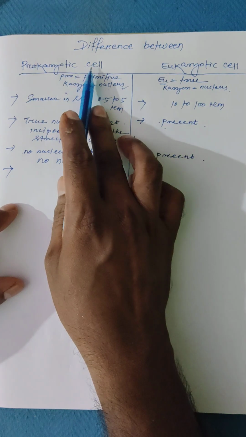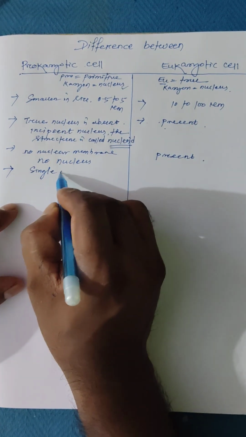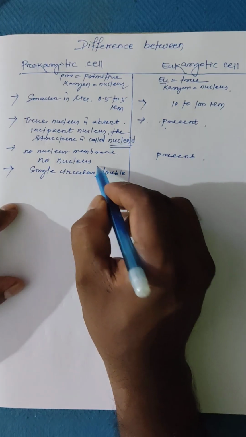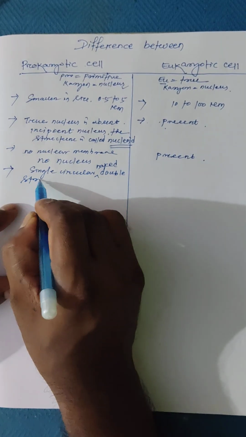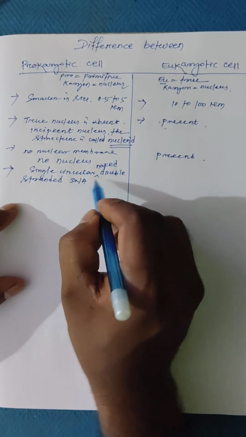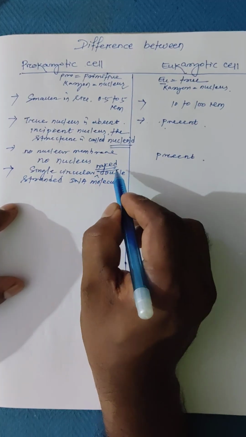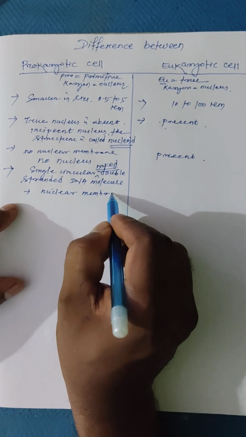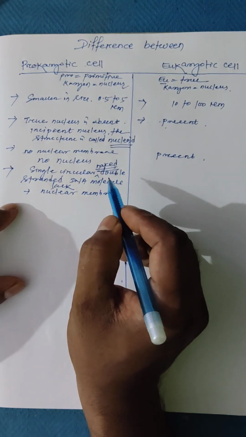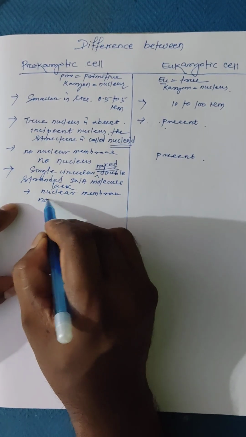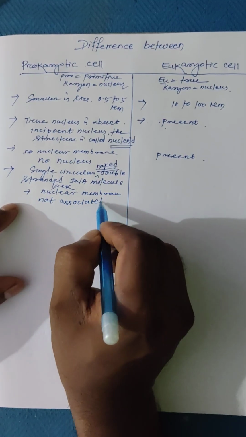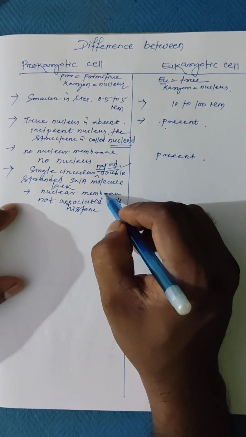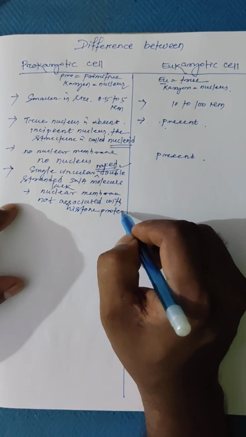The genetic material in prokaryotic cell is in the form of a single circular, naked, double-stranded DNA molecule. The DNA is called naked because it lacks a nuclear membrane and it is not associated with histone protein. So the DNA is called naked because it lacks nuclear membrane and is not associated with histone proteins.